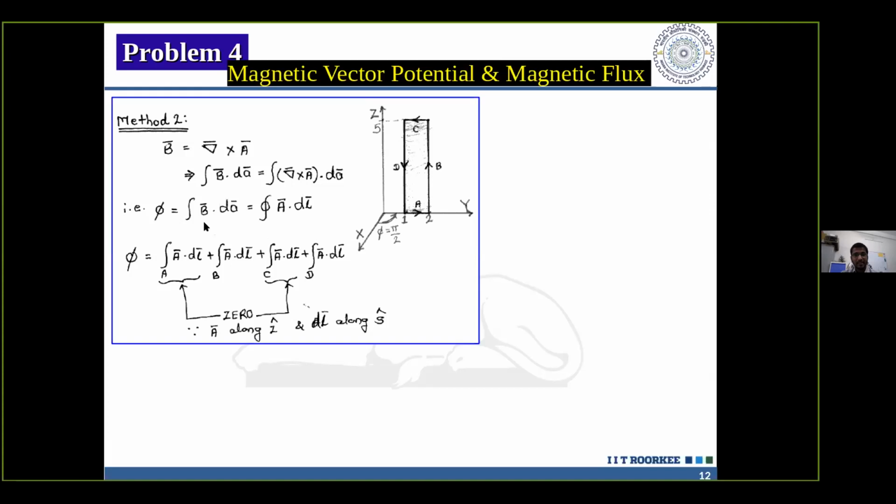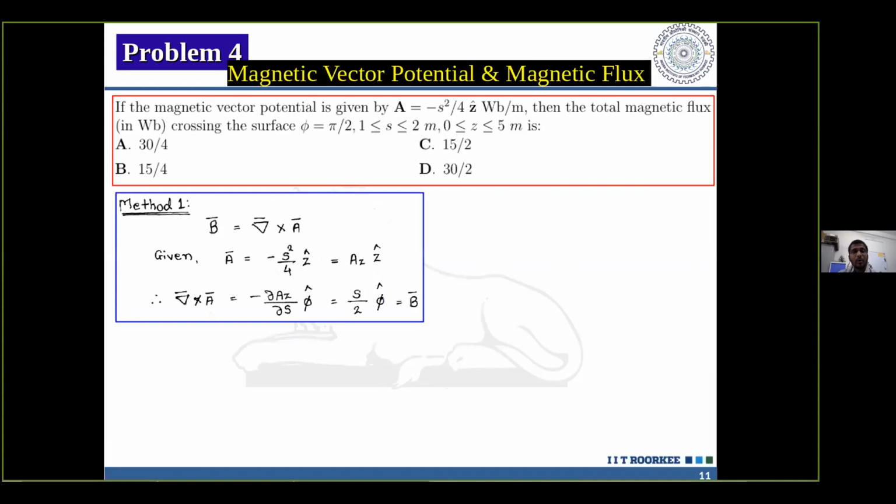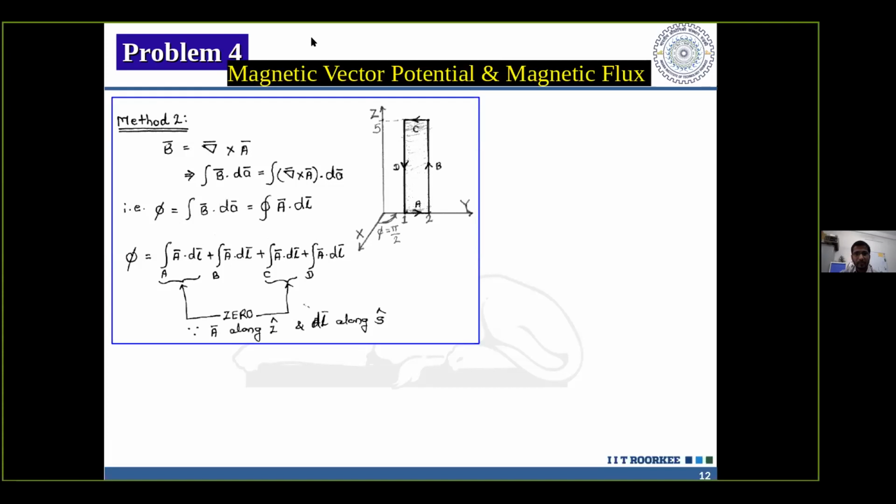Along section A and along section C, they are zero. Why? Because our vector A is along Z cap, but along section A and along section C, those differential line elements are along the other direction, so those will not contribute. DL is along S cap and A is along Z cap. So that goes to zero.